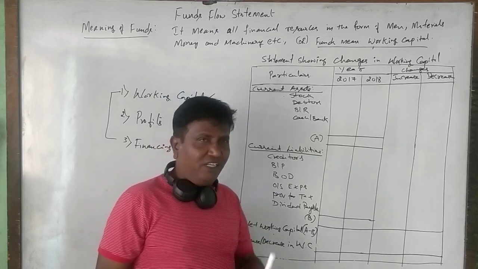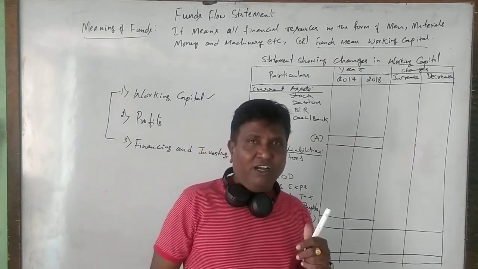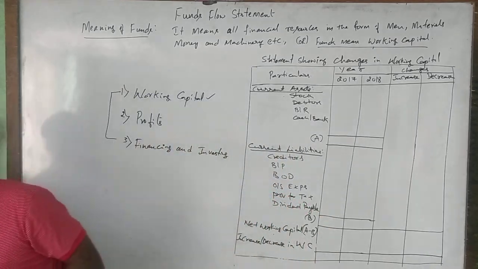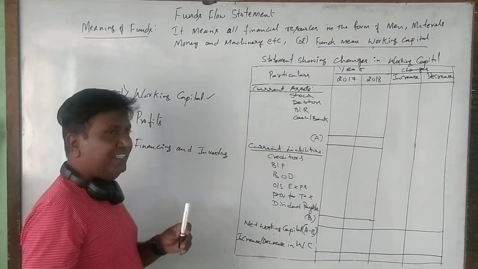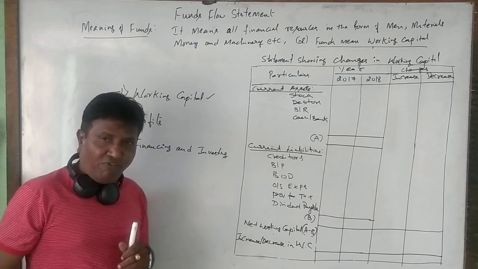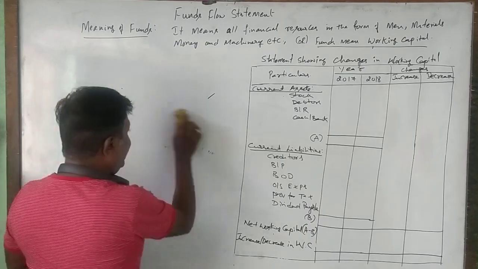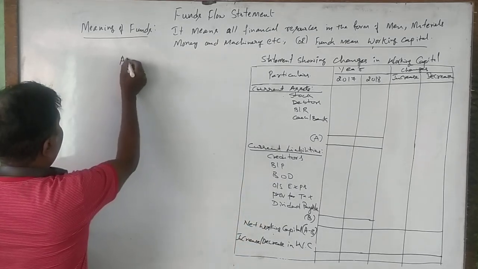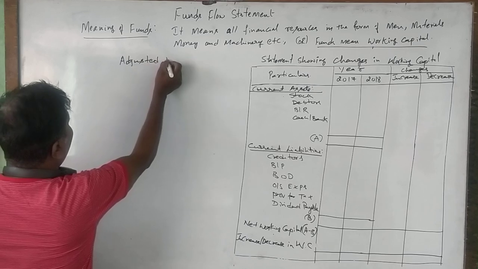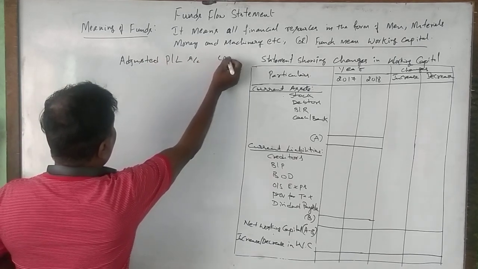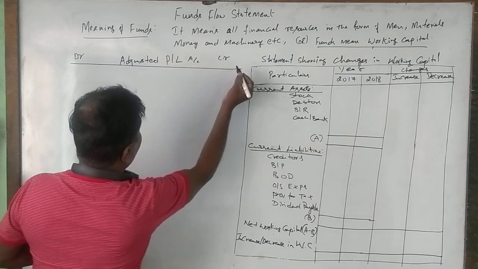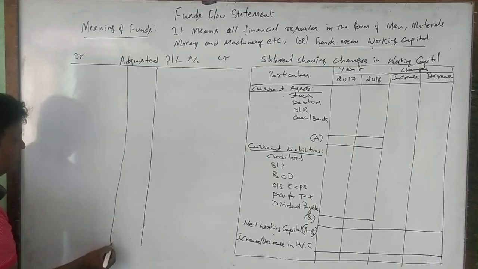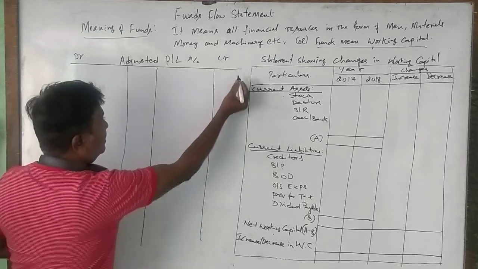Now, before we go for preparing the changes in working capital, let us understand how the second activity, the flow of funds, happens through the profits. For this purpose, we need to prepare an account called the adjusted profit and loss account, to find debit and credit. What is this adjusted profit and loss account? I will explain. Don't worry, it's very simple and easy.